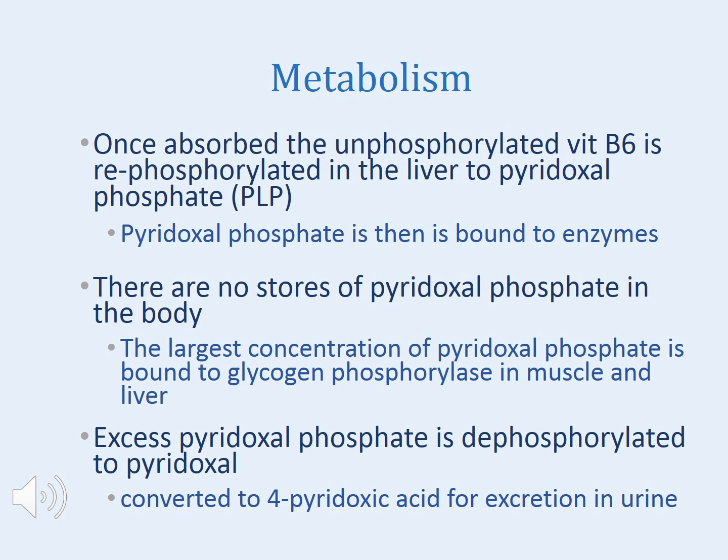Once absorbed, vitamin B6 circulates in the blood to the liver, where it's rephosphorylated to PLP. PLP is then bound to enzymes in its role as a coenzyme. There are no stores of PLP in the body, however, relatively large amounts are found in the liver and muscle cells bound to the enzyme glycogen phosphorylase. Remember, glycogen phosphorylase breaks down glycogen into glucose in these tissues. Excess PLP is dephosphorylated and converted to 4-pyridoxic acid for excretion in the urine.